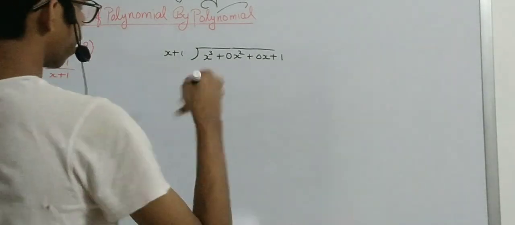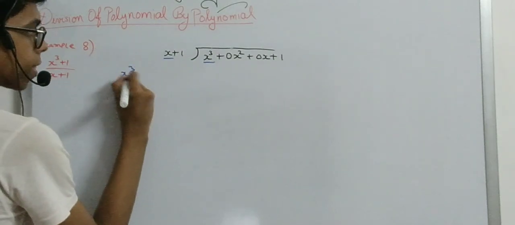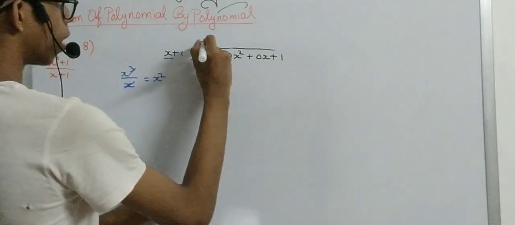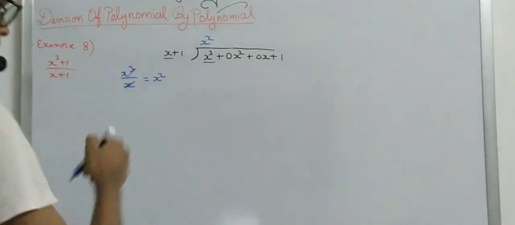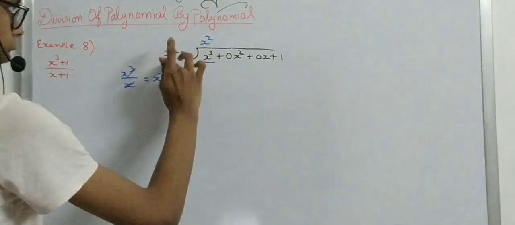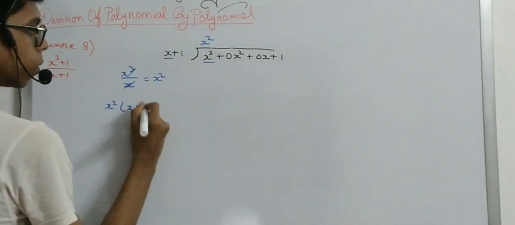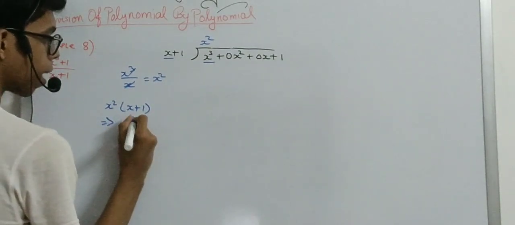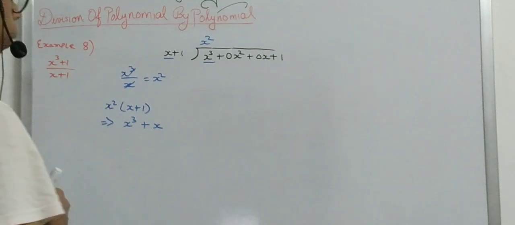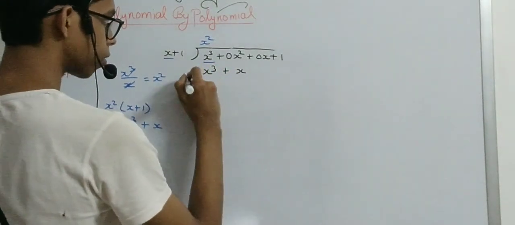Now we know we have to take the first term of the dividend and the divisor and divide it. So x cube by x. When you cancel, you will be getting x square. Okay, write it over there. Now what should you do? Multiply this first term of the quotient with this x plus 1. So you will be getting x square into x plus 1. When you open the bracket, you will be getting x cube plus x square. Okay, so that you should write over here. So x cube plus x square.